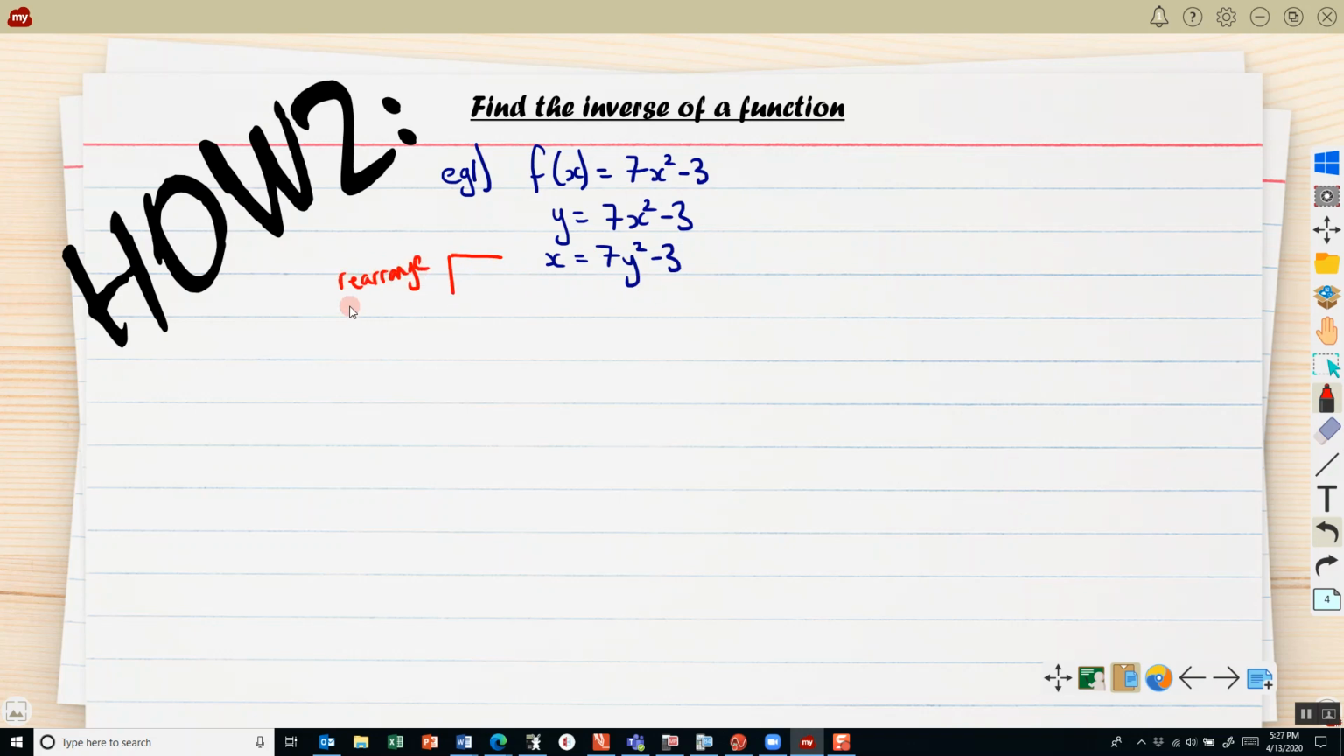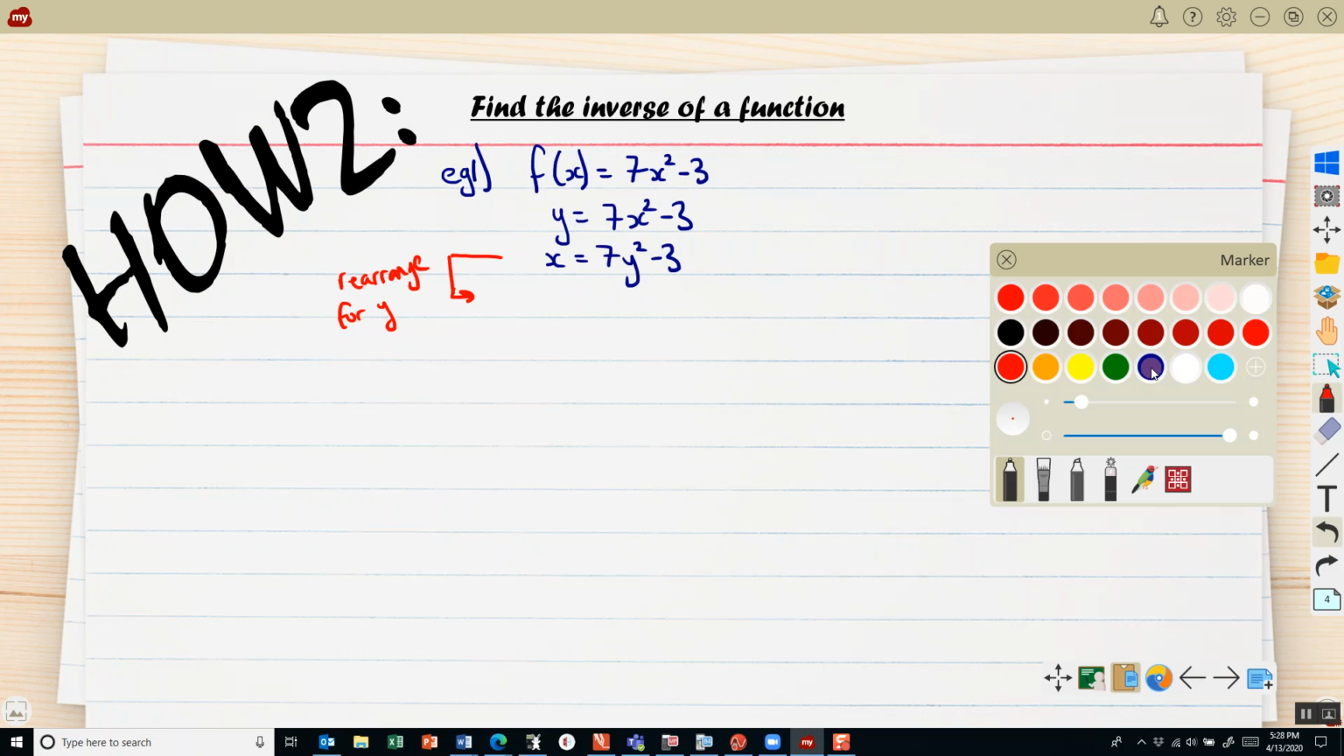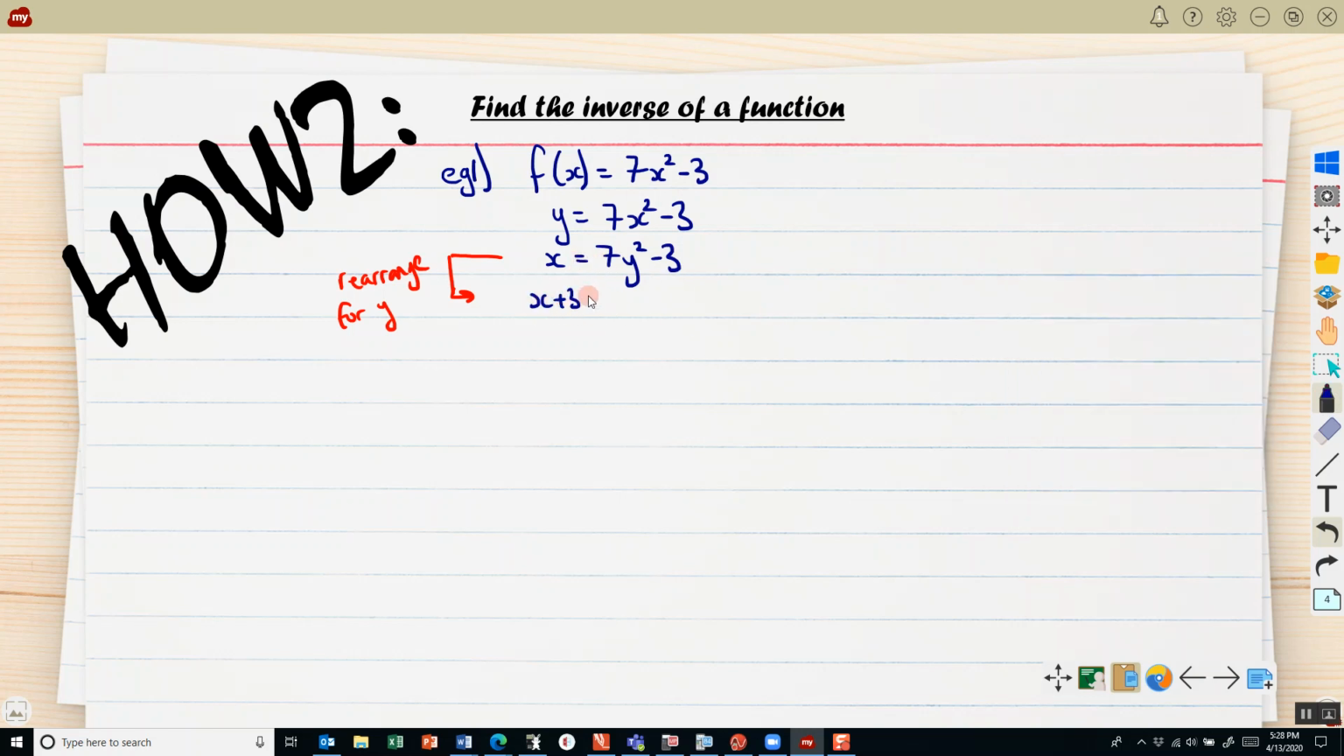Okay, so I'm just going to make a little note: rearrange for y. We can do this in a couple of steps. First step, I'm going to add 3 to both sides. So I get x plus 3 equals 7y squared. And then I'm going to divide both sides by 7. I'm just going to switch these around.